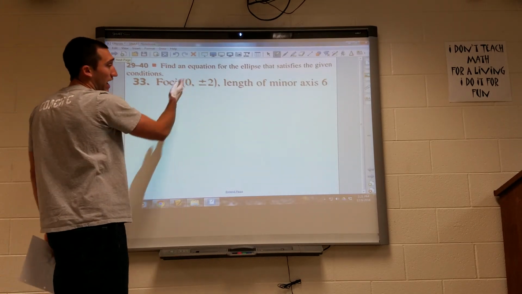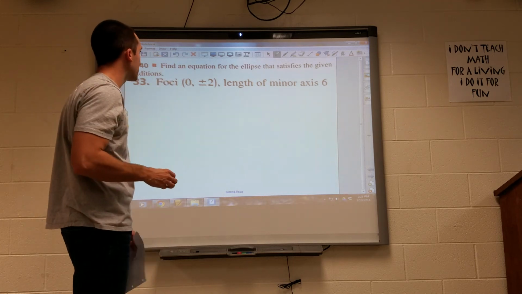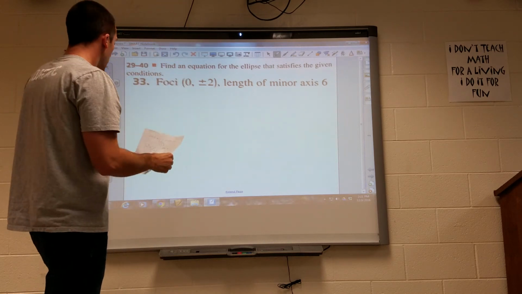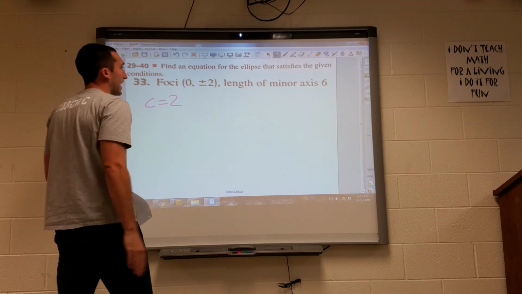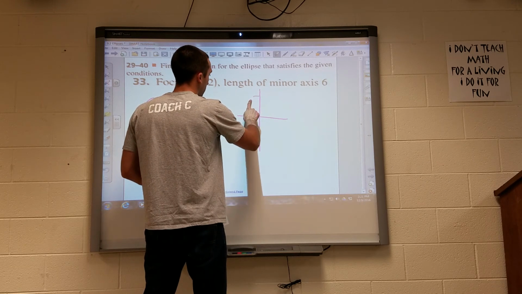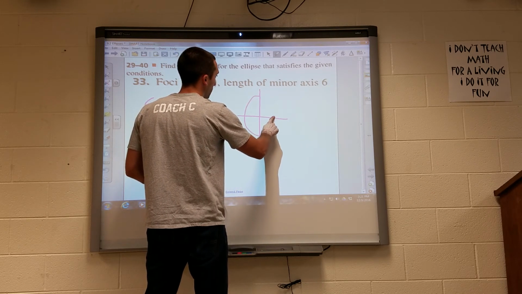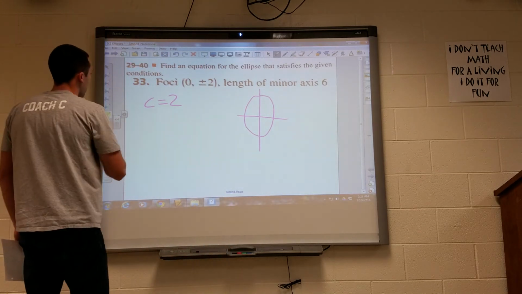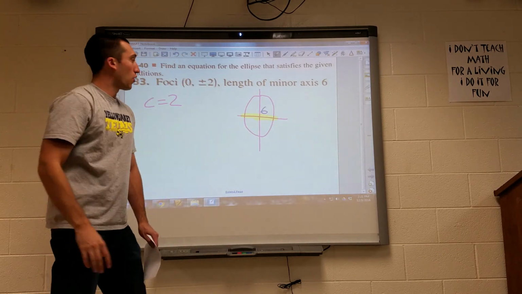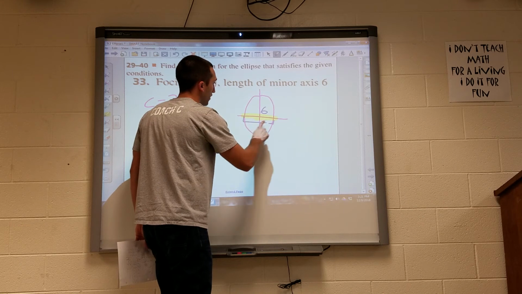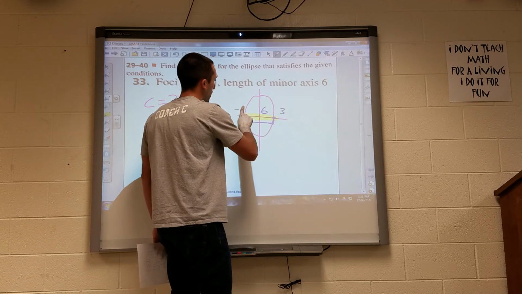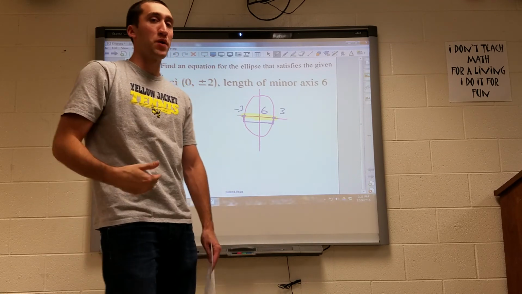Okay, since my foci are on the y-axis, right, 0, 2 is going to be on the y-axis, I know that I'm going to have a vertical ellipse. So I know that my c equals 2, and then the length of my minor axis, just a broad sketch. Here we have a really awful looking ellipse. But you can get the point that if the length of my minor axis is 6, if the whole thing is length 6, that must mean that these points are at positive 3 and negative 3 on the x-axis.